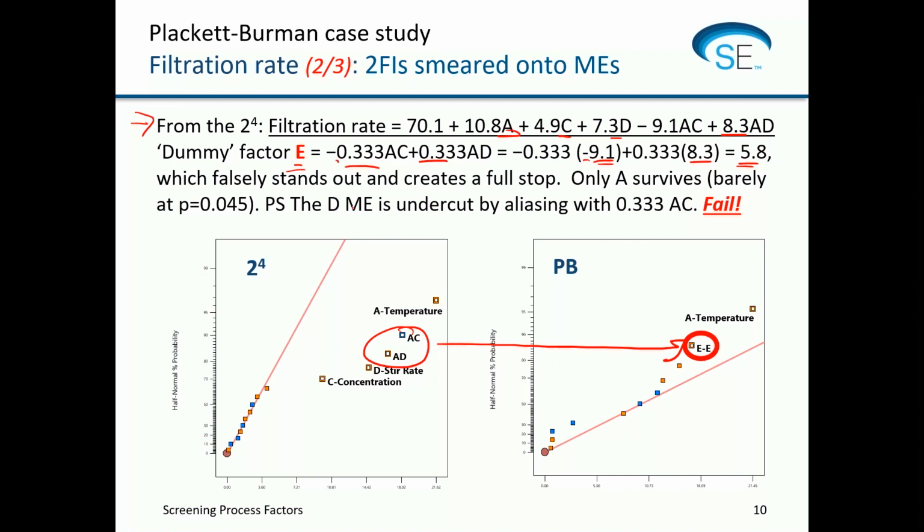Oh, by the way, what happened to factor D? It turns out that the D main effect is undercut by aliasing with 1/3 of AC, and that creates a negative. And so there's a kind of a canceling out that occurs. So D doesn't appear and C doesn't appear. So only A is screened by the Plackett-Burman, and we miss C and D. We also lose the opportunity to see a potential interaction.